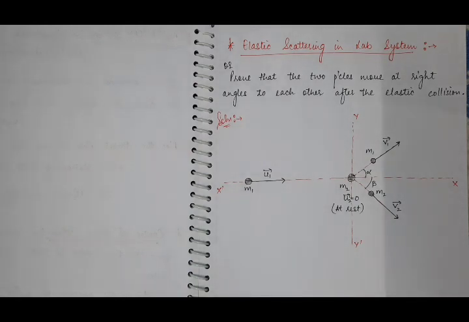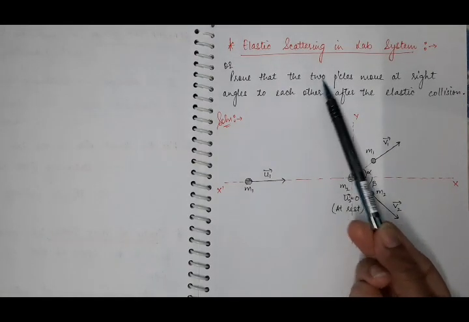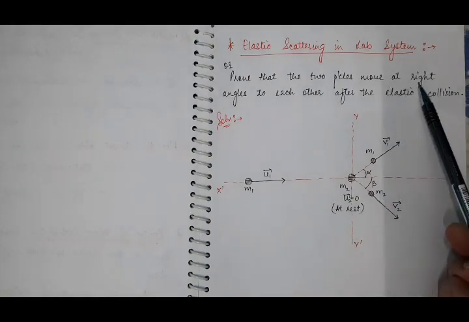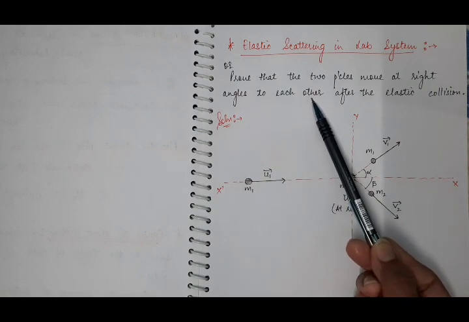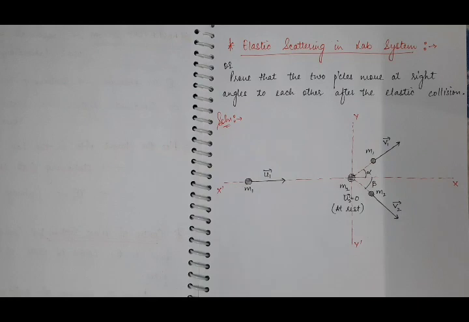So now we will study our first main article, which is elastic scattering in the lab system, or lab frame, or laboratory frame. In this article, we will prove that if we consider the elastic collision of two particles in the lab frame, then after collision they will move at right angles to each other. So we will prove this.